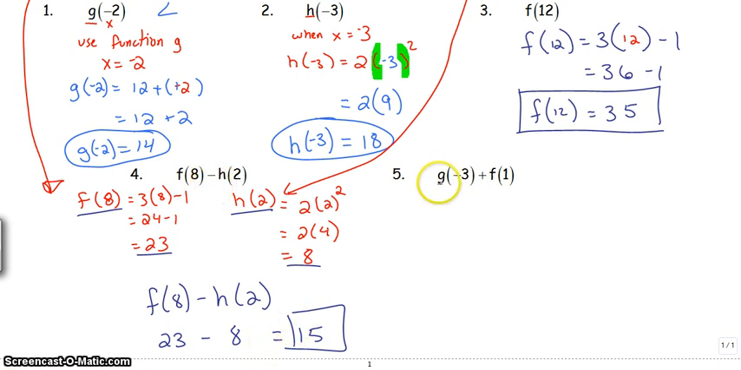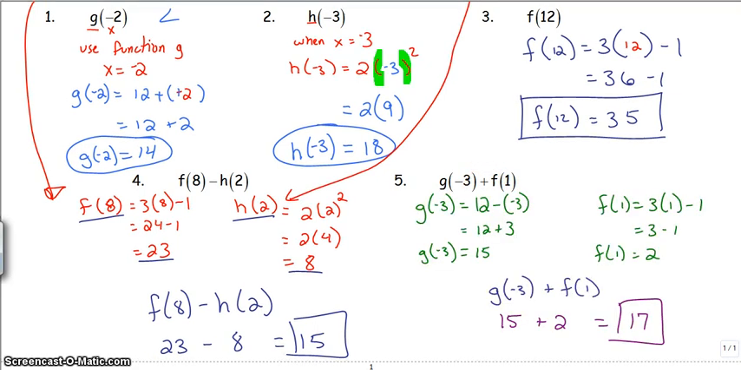On the next one, you're going to find g of negative 3, f of 1, and then add the two together. Go ahead and press pause and try that now, please. Finding g of negative 3 to be 15, f of 1 to be 2, we add those two functions and get a total of 17 for our final answer.